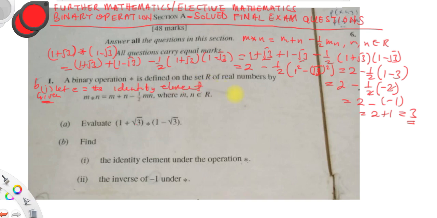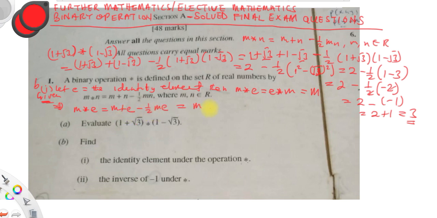So if E is the identity element, then we know that M star E is the same as E star M. Identity element combined with any element, we get that element, so we get M. So this implies M star E, which is equal to M plus E minus 1 over 2 ME, which is equal to M. So we have to find the identity element, so we have to make the identity element the subject.